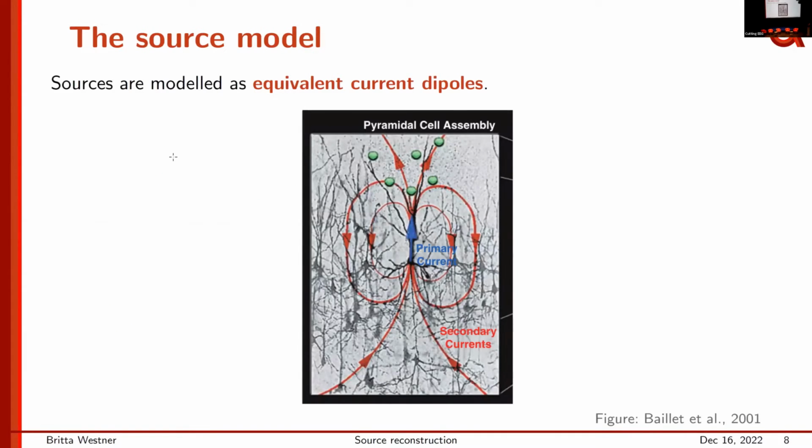Now, the source model is pretty easily answered. It's nothing you yourself are directly concerned with. In all our methods, sources are always modeled as equivalent current dipoles. Here is a little schematic of that. And you only have to decide, depending on the algorithm, how many of those sources you want to model.